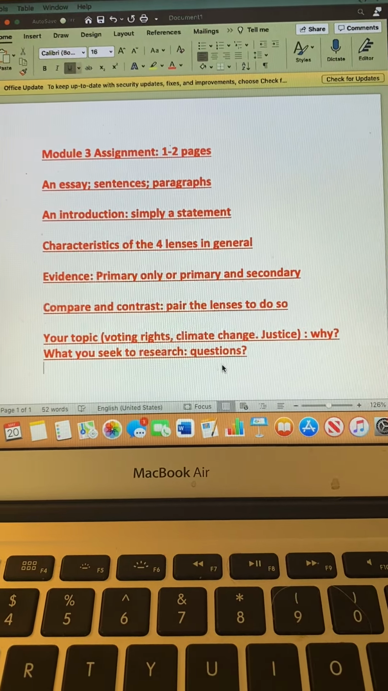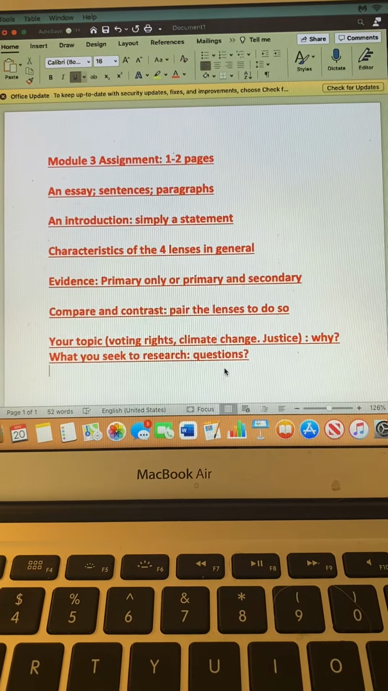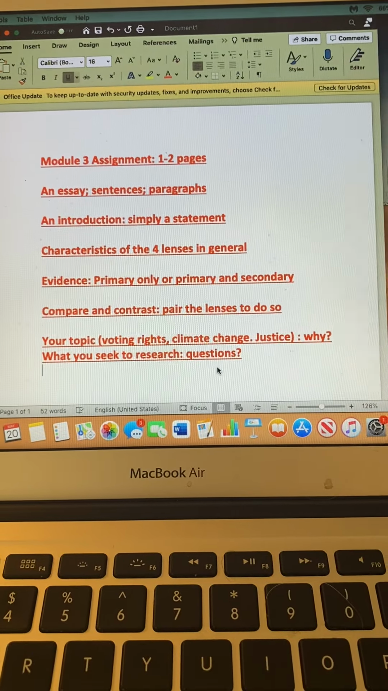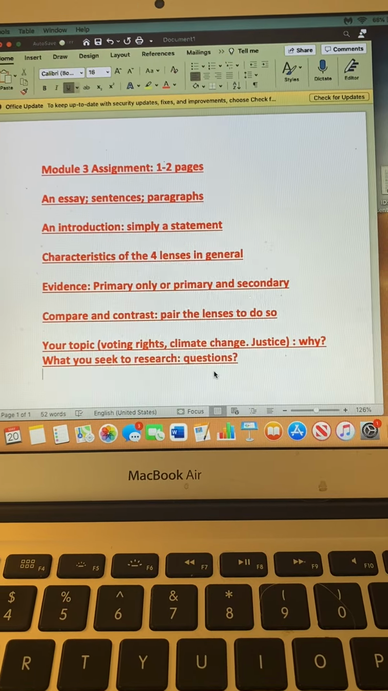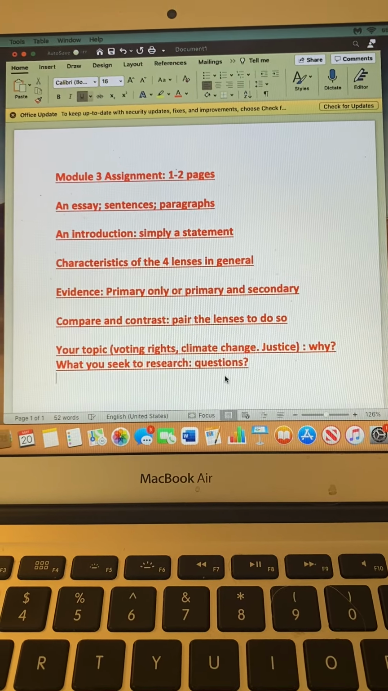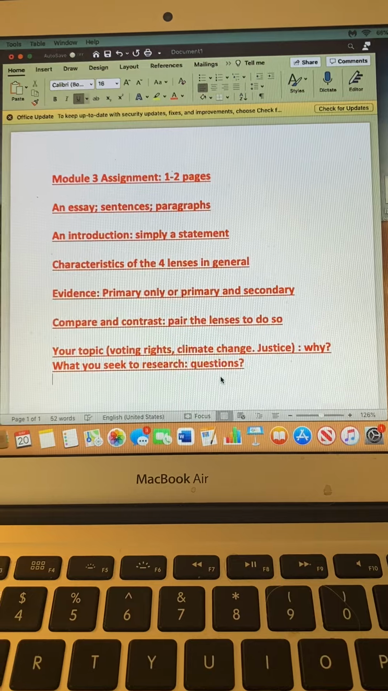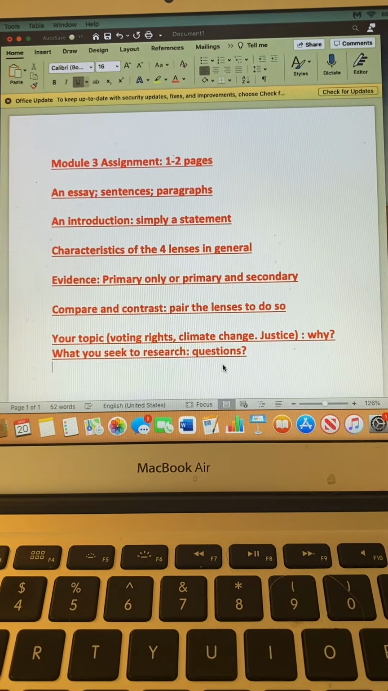History may be a cause and effect idea in terms of it being compared to social science, where we may have opinion, and humanities. Okay?